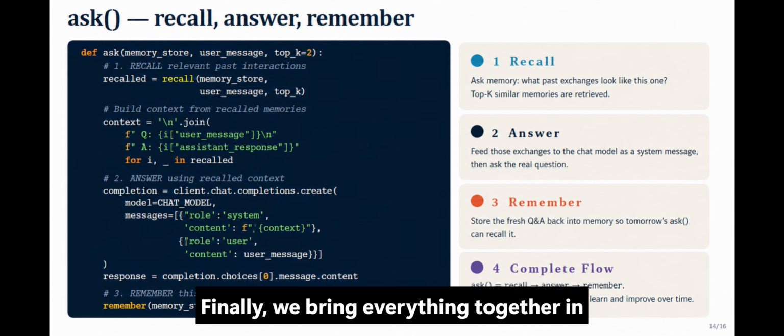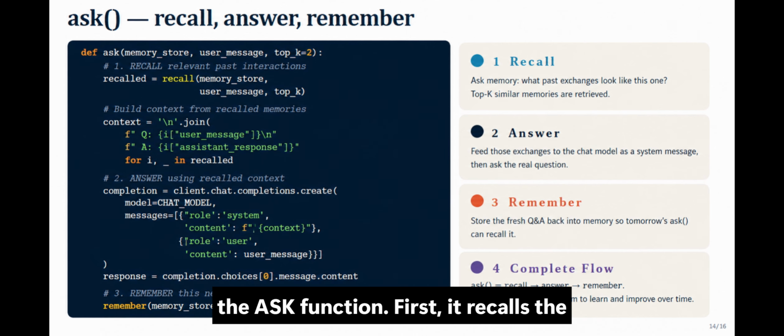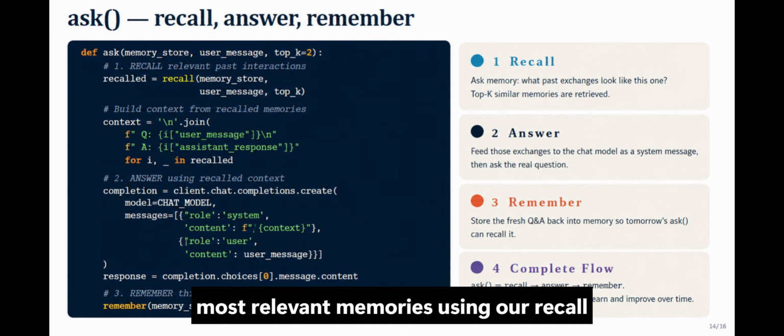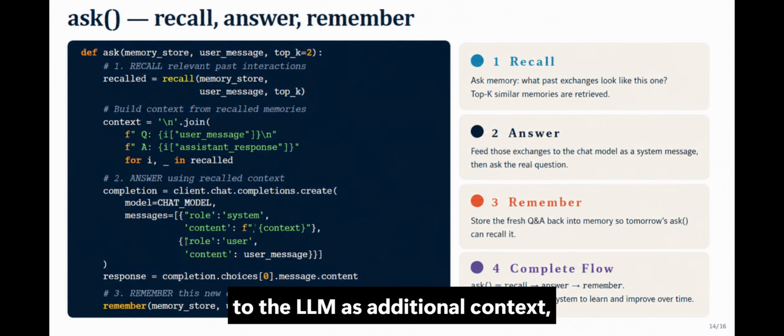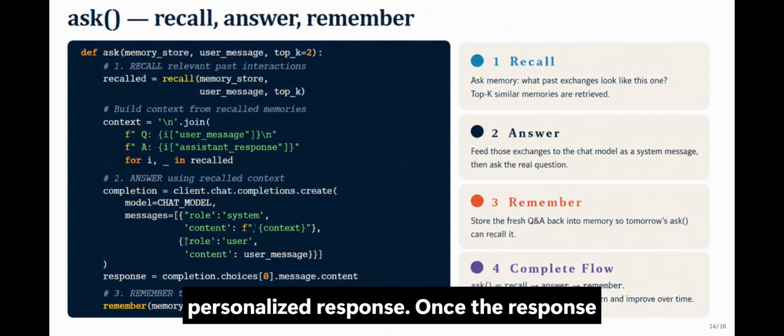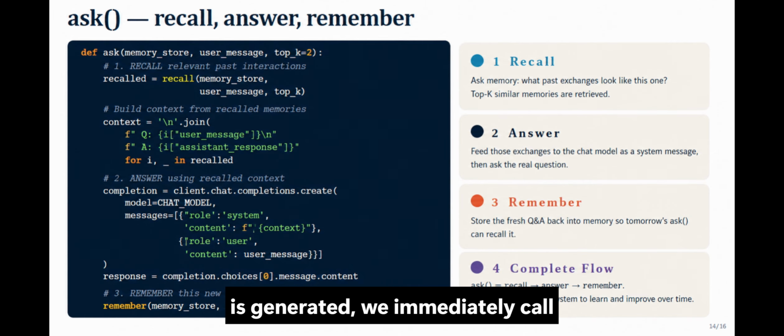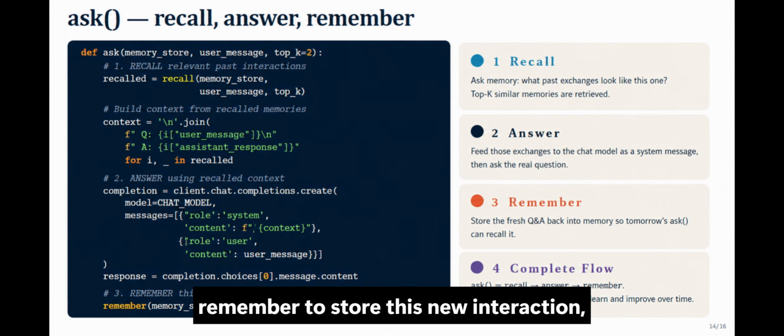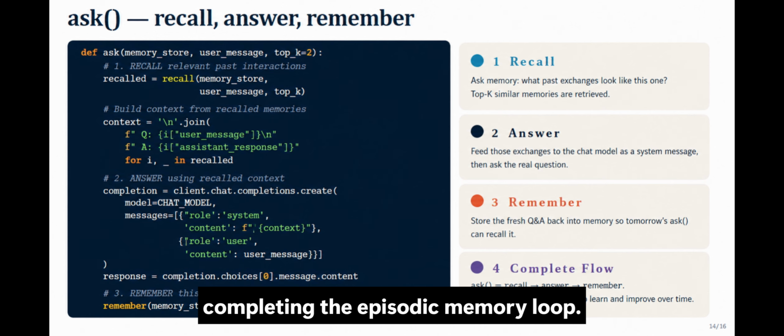Finally, we bring everything together in the ask function. First, it recalls the most relevant memories using our recall function. Those memories are then passed to the LLM as additional context, allowing it to generate a more personalized response. Once the response is generated, we immediately call remember to store this new interaction, completing the episodic memory loop.